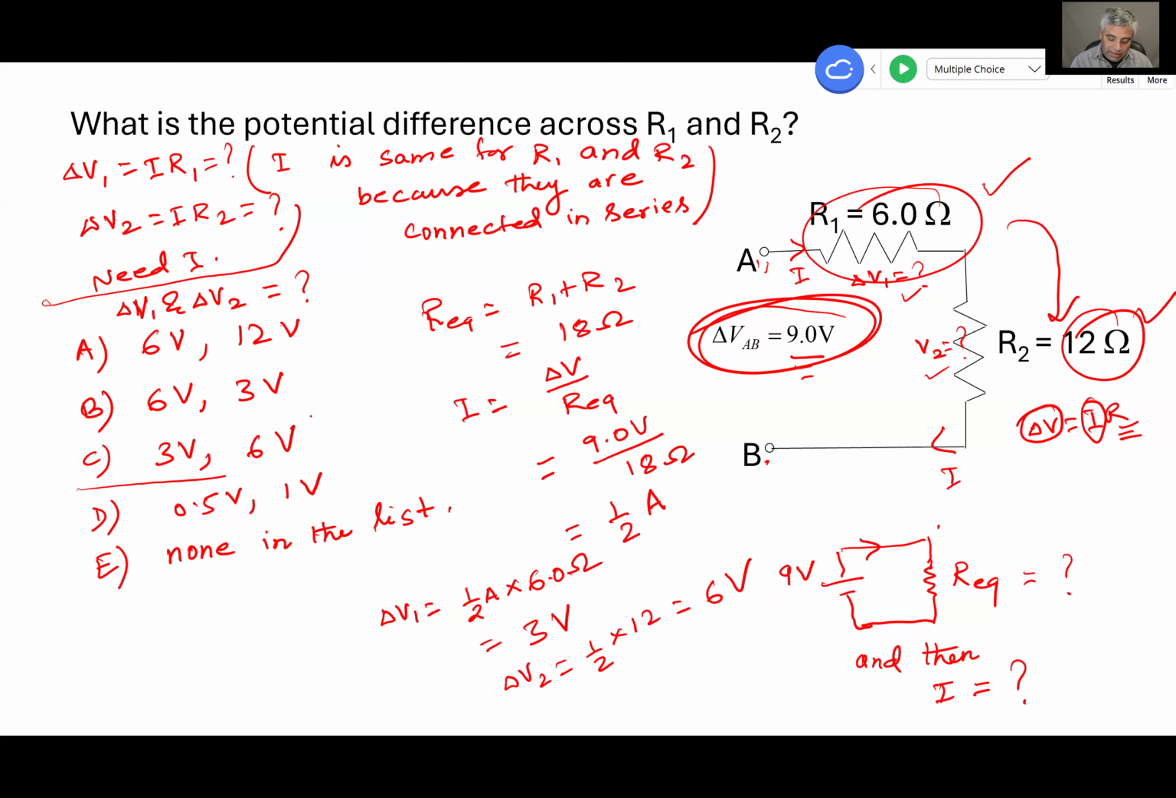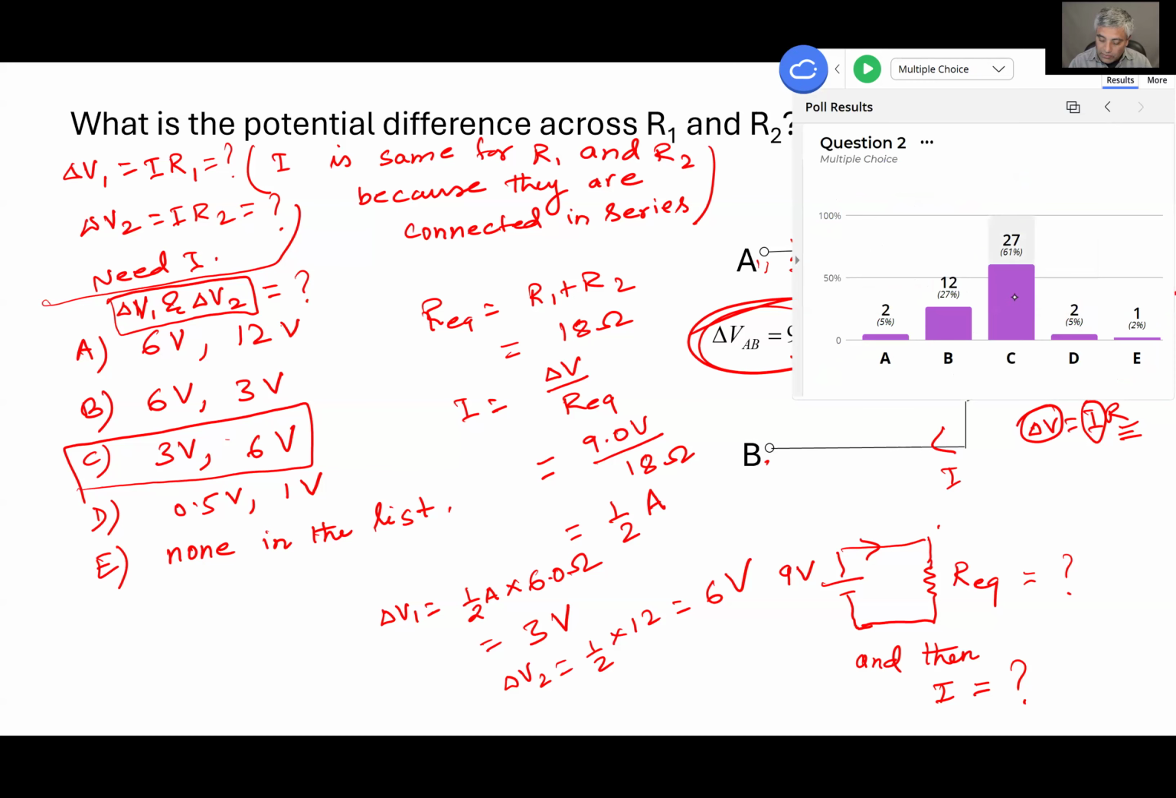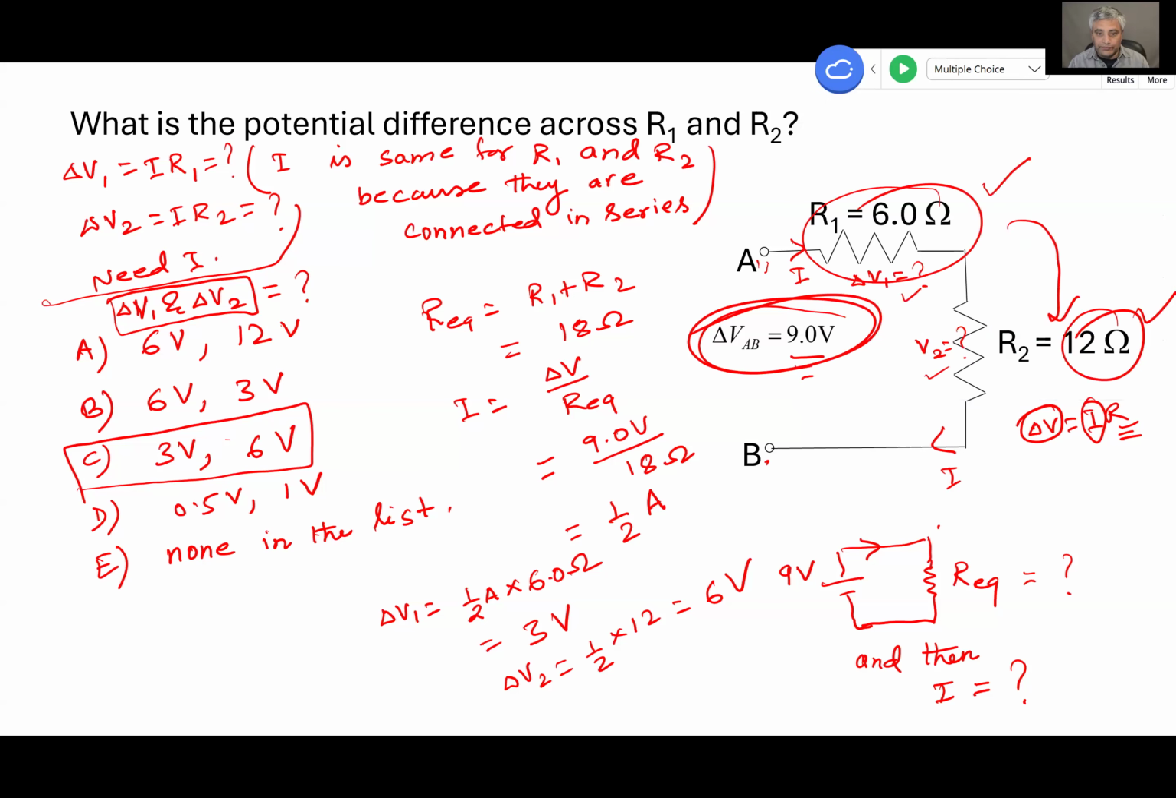So it looks like yes in this order. Okay. So here I said delta V1 and delta V2. So that's why this is the correct combination rather than this 6 volt, 3 volt. But either way, most of you got it right one way or the other way. So that is good. Okay. So that's how we analyze circuits in series.